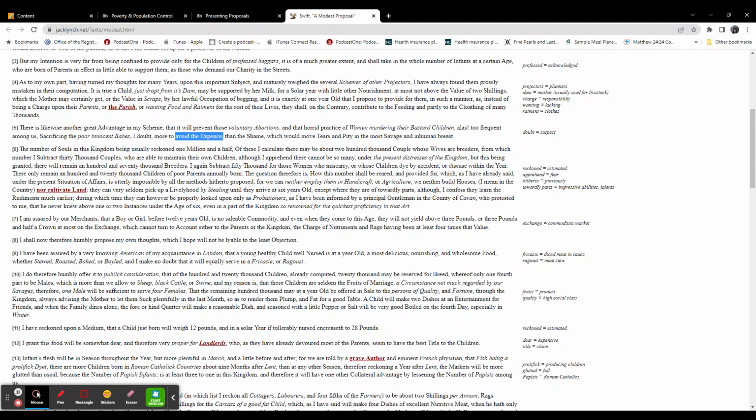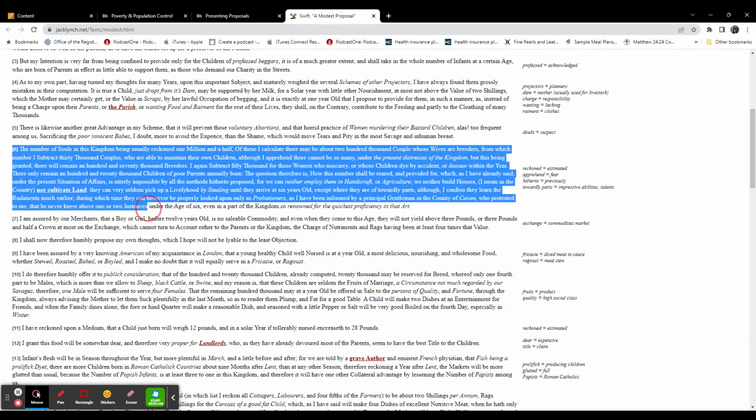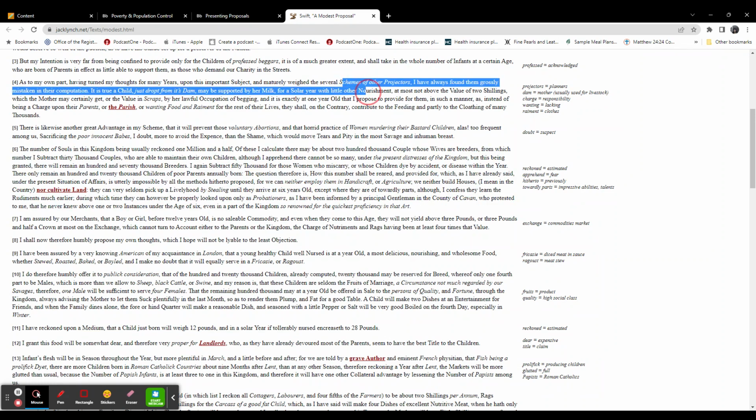So the number of souls in this kingdom being usually reckoned 1.5 million, of these I calculate there may be about 200,000 couple whose wives are breeders, from which number I subtract 30,000 couples. So in this paragraph here, he's starting the computation. Remember when he says in line 4 that the other schemes of projectors, I have always found them grossly mistaken in their computation, right? And he'll go through it.